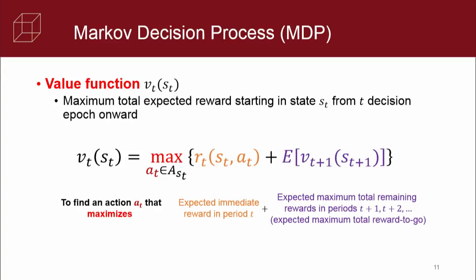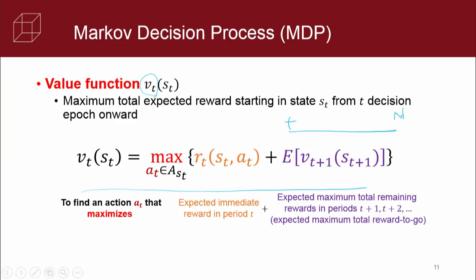All right, finally, we can define the value function Vt, which is a function of the state St. So we call this recursive equation the Bellman optimality equations. The value function indicates the maximum total expected rewards starting in the state St from the stage T onward. So from T to the end.